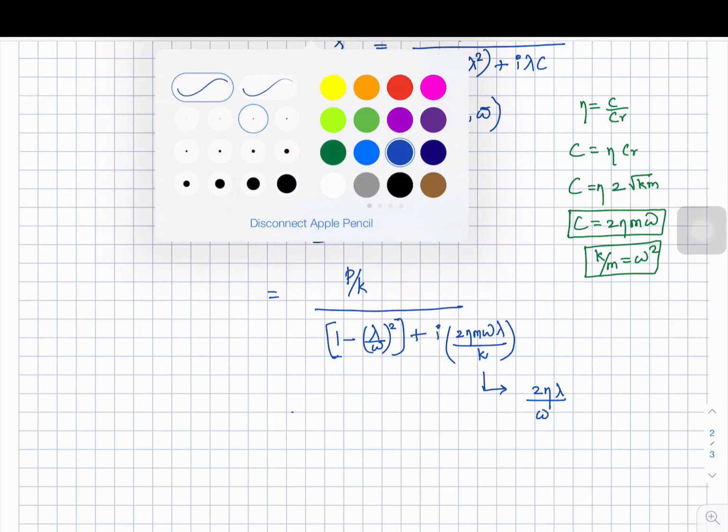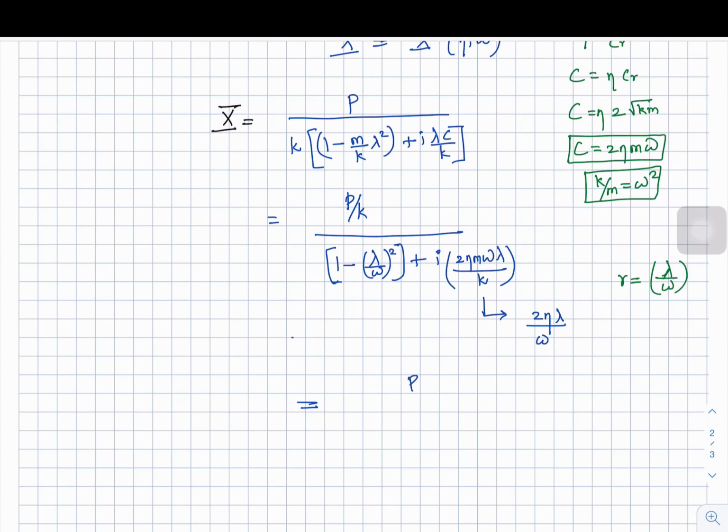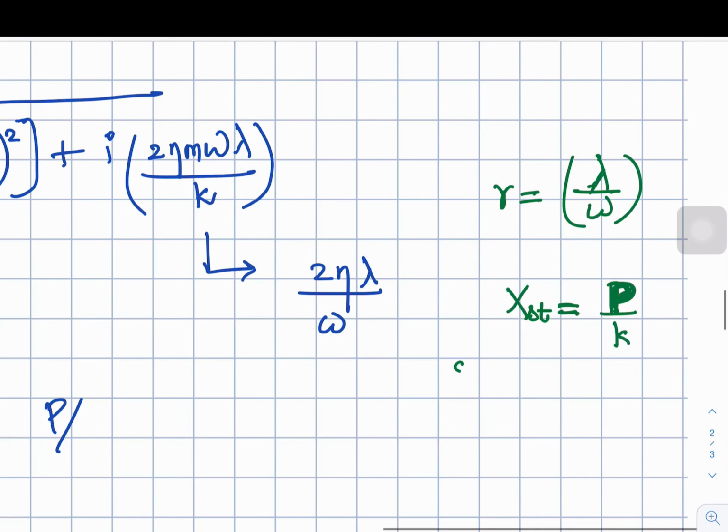So we introduce another term: lambda by omega is r, the ratio of the two frequencies. When we include this, the equation becomes, and another part, x_st equals P divided by k. P is the forcing, k is the stiffness of the spring, so P by k becomes the static loading, the static deflection.